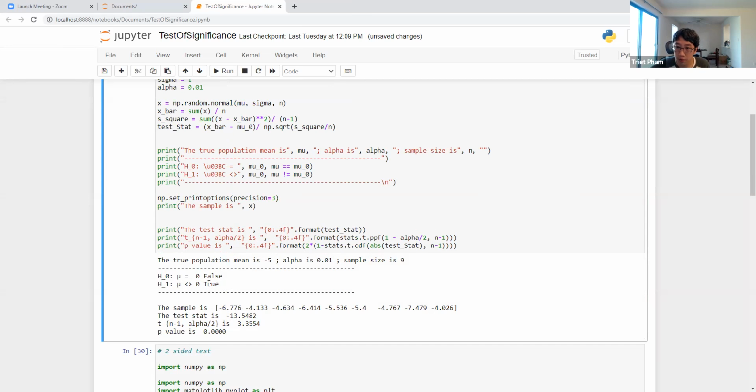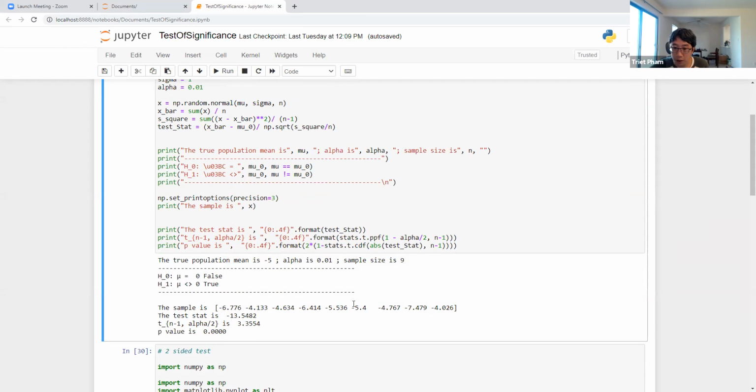So the alternative is still true. I can still detect that the absolute value of this is still bigger than this, and the p-value is very small. So this is a two-sided test, where I show you mu equals 2, mu equals 0, and mu being negative.